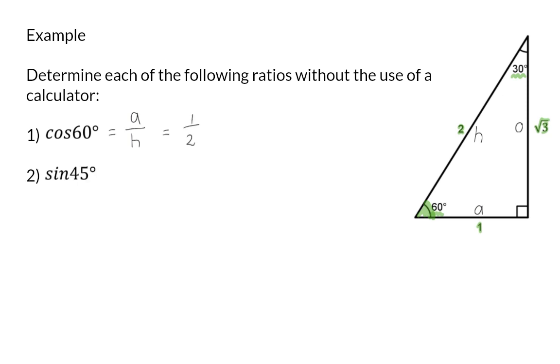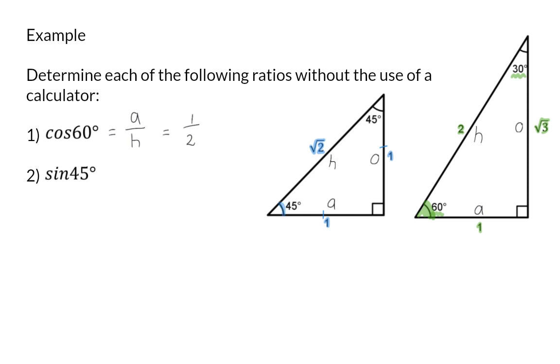In number 2, we need to determine the sin ratio of a 45-degree angle. So for that, we're going to start off naming the sides of the 45-degree triangle. The sin ratio is then the opposite over hypotenuse ratio, and this will be 1 over the square root of 2.